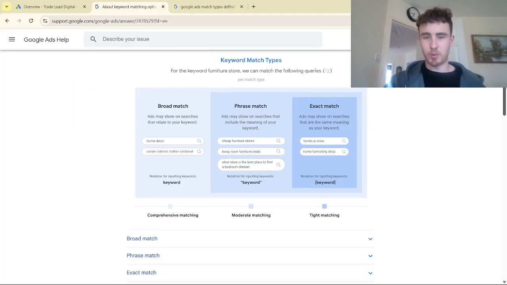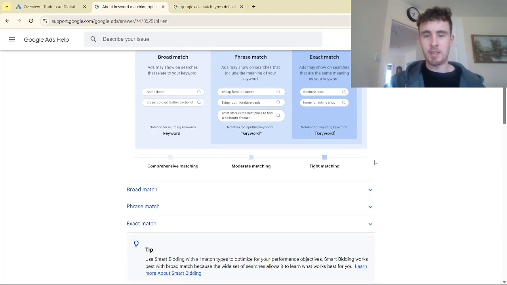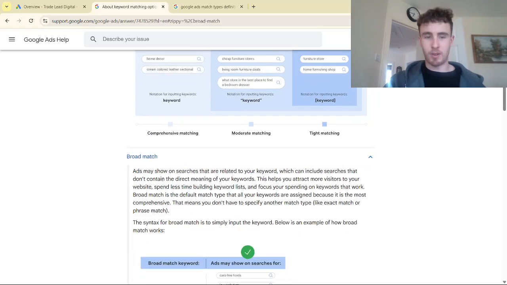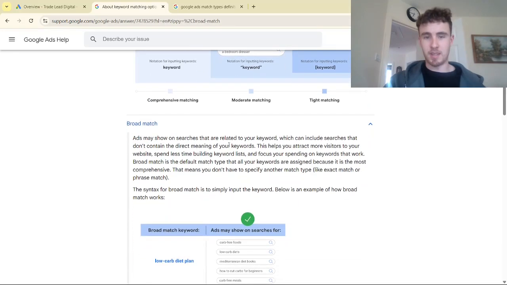And just to show you the three match types themselves in more detail, you have broad match first of all, where ads may show on searches that are related to your keyword, which can be debatable as well because in some cases you could argue that the searches aren't even related at all. And as they say here, can include searches that don't contain the direct meaning of your keywords.